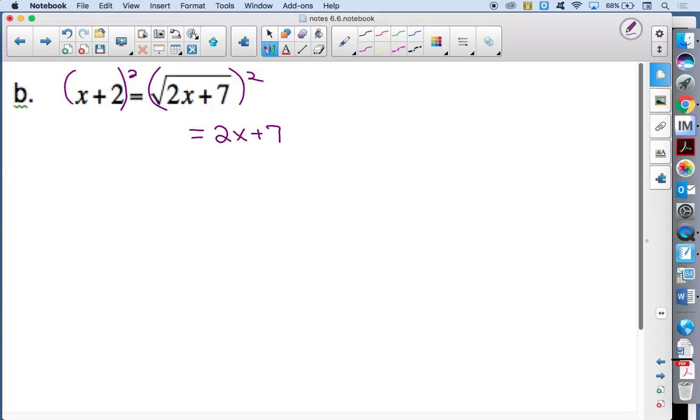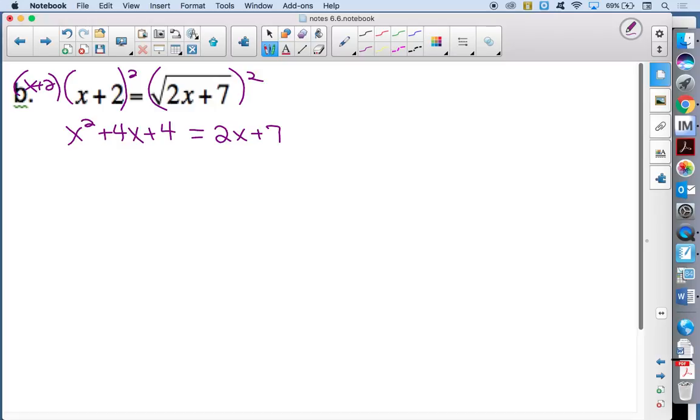What does the left side become? x squared plus 4x plus 4. Good. So x squared plus 4x and then plus 4. Remember that power means there are 2 of them there. So you've got to FOIL them together. That little 2 doesn't just magically distribute through the parentheses. It means that they're a double of whatever's in the parentheses.